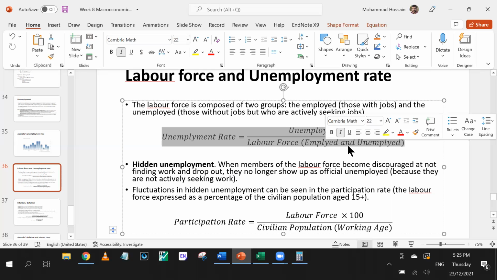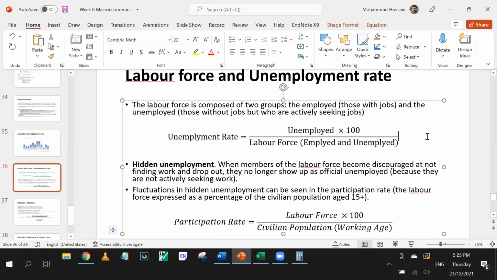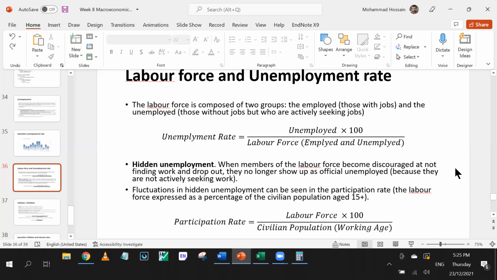Let me see if I can make it. Yeah, it's better now. Looking better now. Actually, it was previously better. This one looks like an equation there.